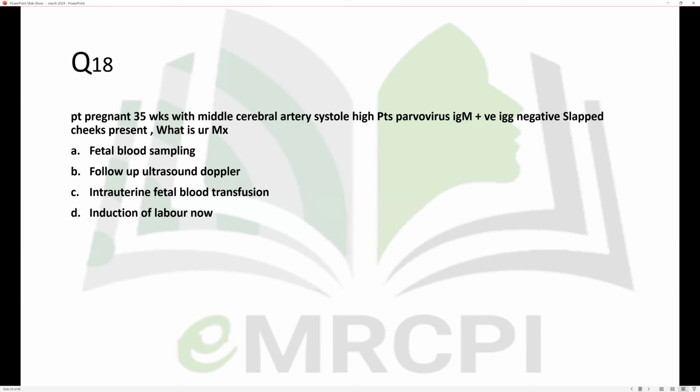So the thing is, you have 35 weeks. At 35 weeks, the value of the blood transfusion is not recommended. So this is already passed. I can deliver now if I have confirmation that the fetus is affected. But is it only by the Doppler? No, we need the fetal blood sampling as a gold standard. Okay?